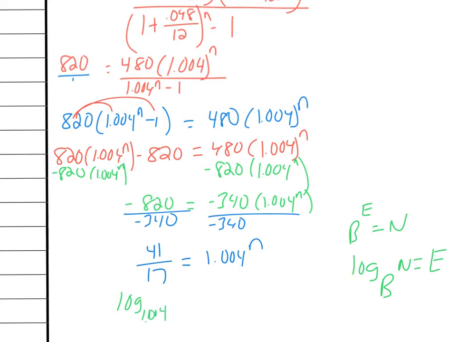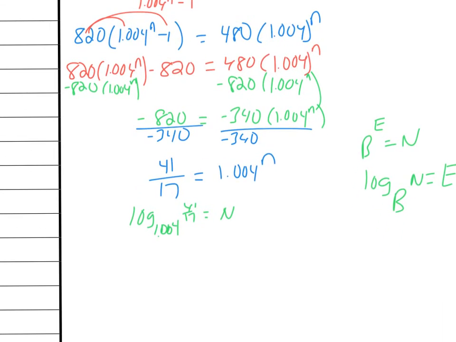Alright, those are supposed to be zeros. I'm sorry that they didn't. So log base 1.004 of 41 over 17. And the log will always equal the exponent, so equals n. Sorry, this is not writing very well. It's throwing me off a little bit. So type that in the calculator. So log base of 1.004 of 41 over 17. Type that in the calculator, you get an answer. That answer is 220.5.